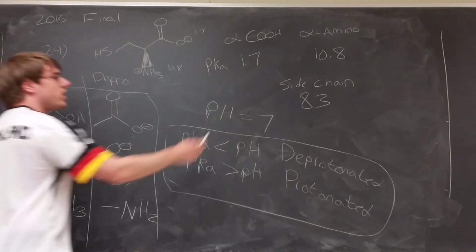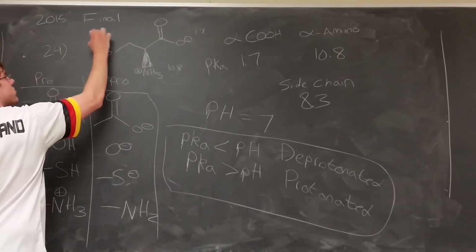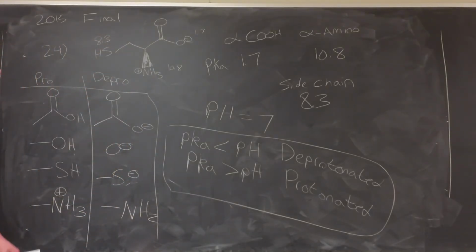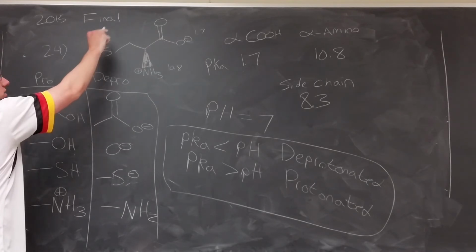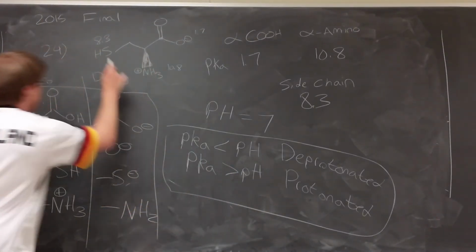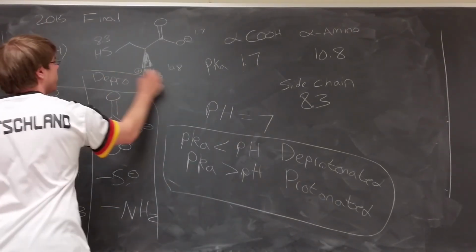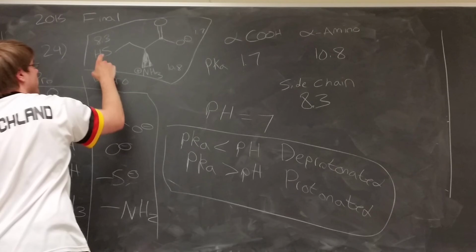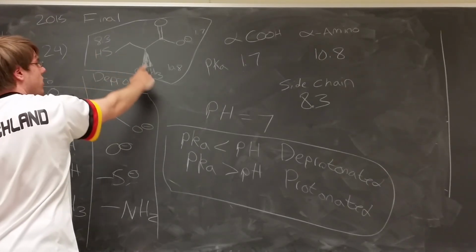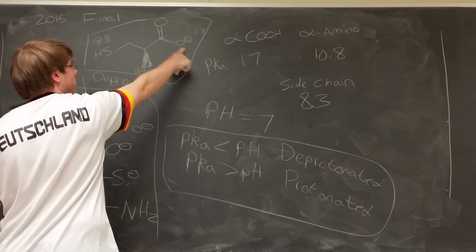Finally, we are told the side chain has a pKa of 8.3. The side chain is this SH group over here. And we see that the pKa is again greater than the pH. So it should be protonated, meaning this should just remain as SH, the protonated form. So this would be your final structure, where you have the side chain being SH, the amino group being NH3 positive, and the carboxylic acid group being O-.